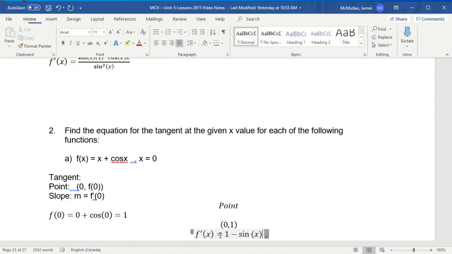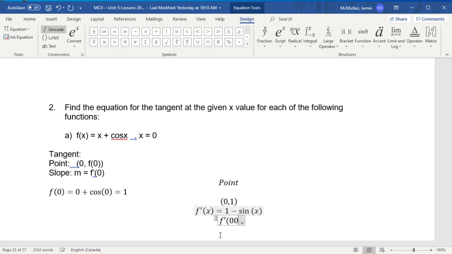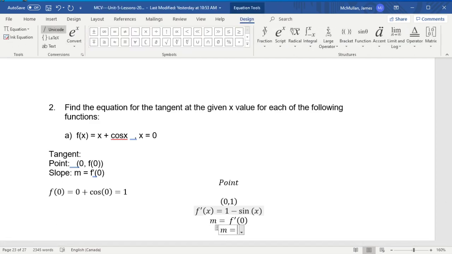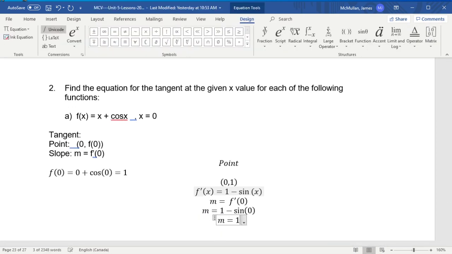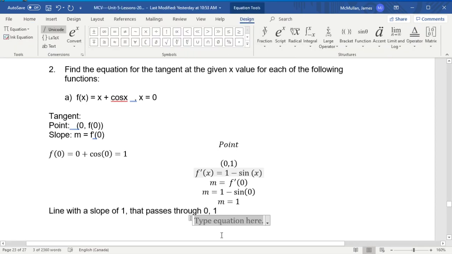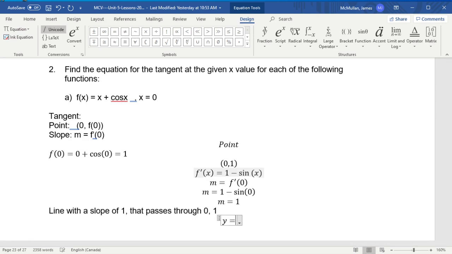So f prime of 0, to remember what we're looking for here is the slope, is f prime of 0. So m is equal to 1 minus sine of 0. Sine of 0 is 0, so m is 1. So we are looking for a line with a slope of 1 that passes through 0, 1. Well, we know it passes through 0, 1, so that's its b value, right? It's the y-intercept. So y equals 1x plus 1 ought to cover it.